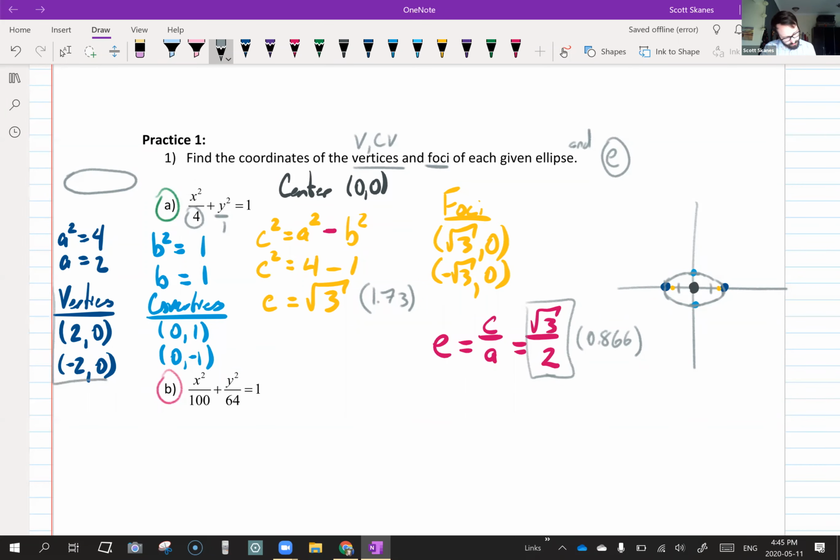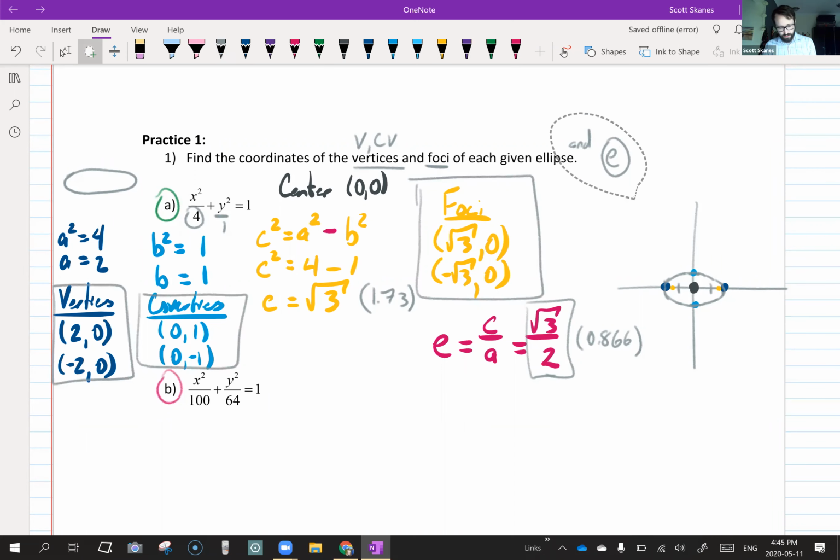So these are our vertices. These are our co-vertices. This is our foci. That's our eccentricity because I just asked. It wasn't in the original question. I just added it there. So you have a preparation.